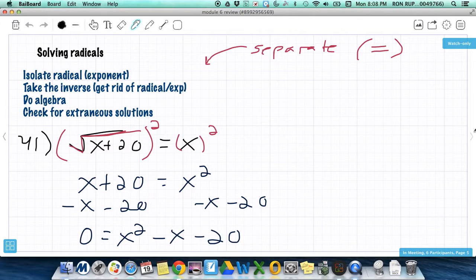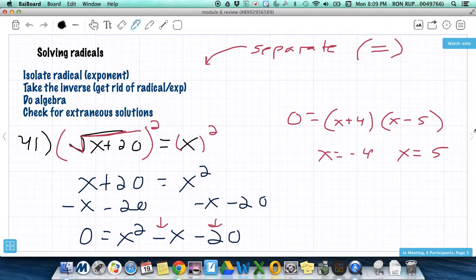So now I need to factor this. What multiplies to give me negative 20 and adds to give me negative 1? x plus 4 and x minus 5. 4 times negative 5 is negative 20, and 4 plus negative 5 is negative 1. Now I can set each of my factors equal to 0 and see that x will equal negative 4 and x will equal 5.